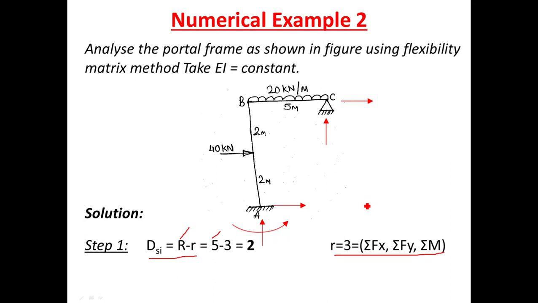So 5 minus 3 is equal to 2, DSI equal to 2. So we have to select any two unknowns from the given portal frame. So we will select those two unknown redundants as RCH and RCV, that is horizontal and vertical reaction at support C. Why we have selected horizontal and vertical reaction at C, that we will discuss in the next slide.